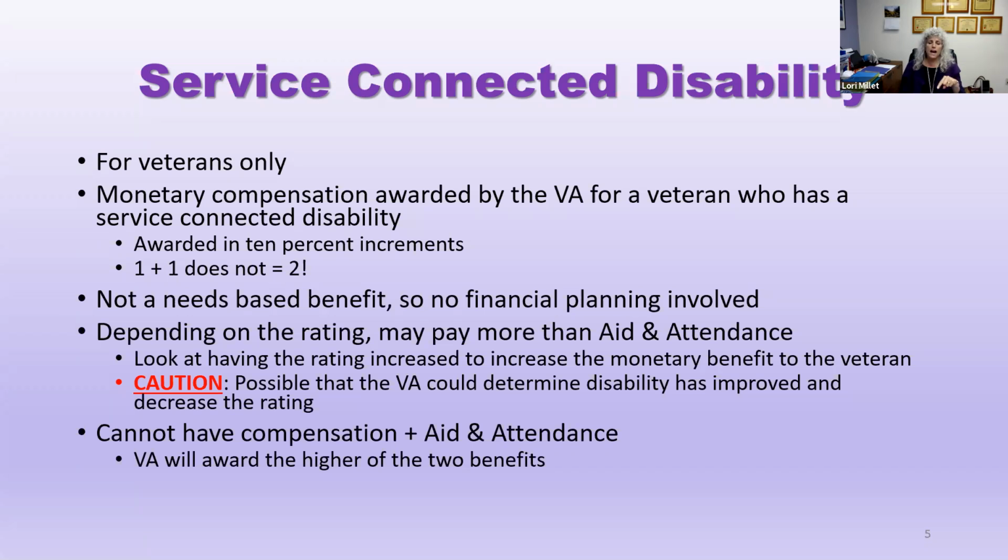And this is the last point I want to make about service-connected disability: you cannot have compensation and aid and attendance. That is forbidden. The compensation for 100% is far higher than the maximum you can get for aid and attendance. $3,200 for compensation, actually it's closer to $3,300, versus $2,200-ish for aid and attendance. And the VA will award the higher of the two benefits.